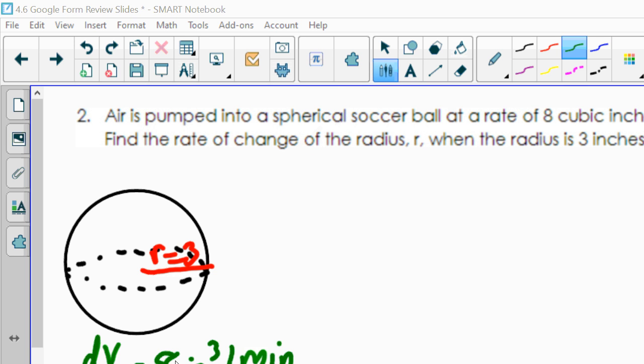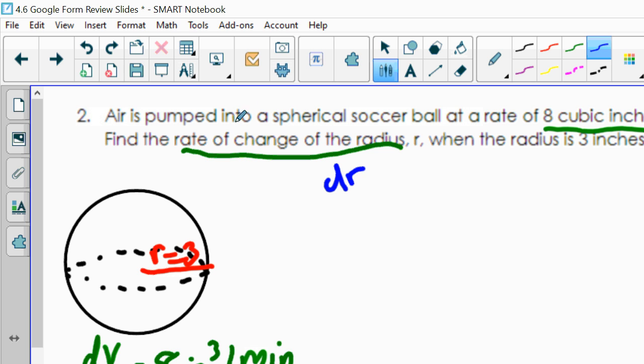Right, so for this problem, we've got air being pumped into a soccer ball at a rate of 8 cubic inches per minute. So that's going to be our dV/dt because it's cubic. And we want to find the rate of change of the radius, so we want to find dr/dt, when the radius is 3 inches, which I've already put in my picture over there.